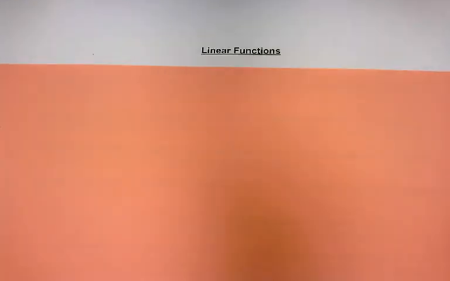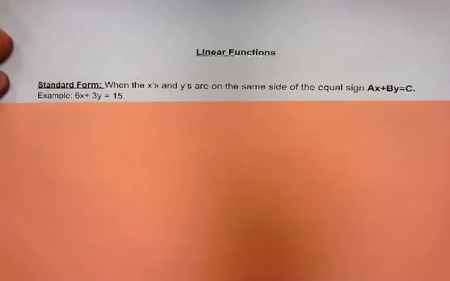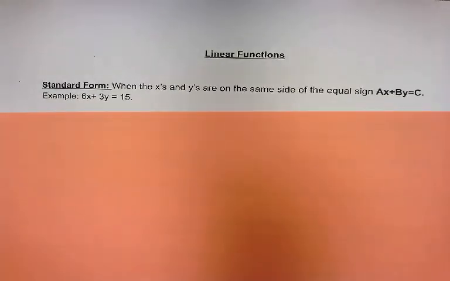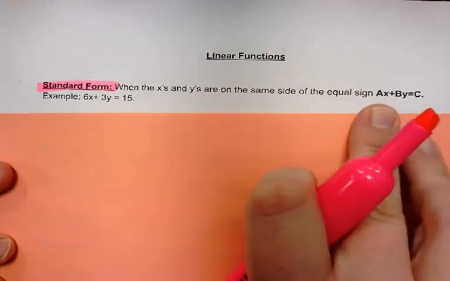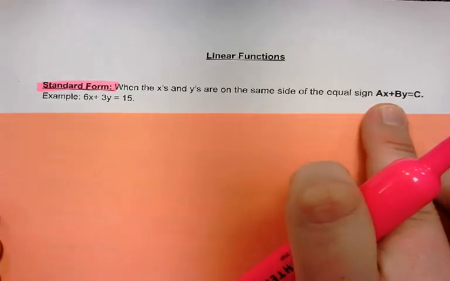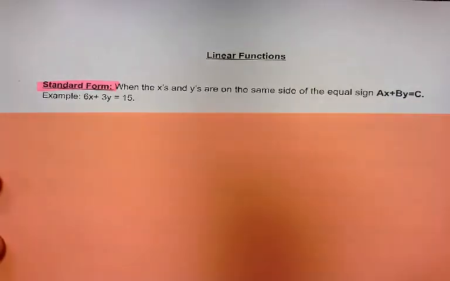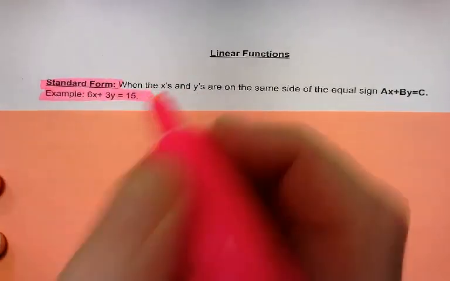Today we are going to be talking about linear and nonlinear functions and what makes those two things occur. First of all, we talked a little bit last week about standard form. Standard form is when the x's and y's are on the same side. So your coefficient in x plus or minus your coefficient in y are equal to your c. An example of that would be 6x plus 3y equals 15.